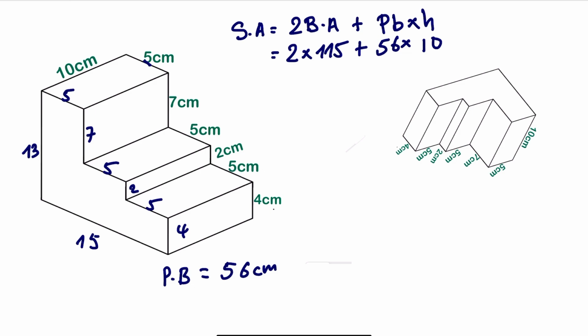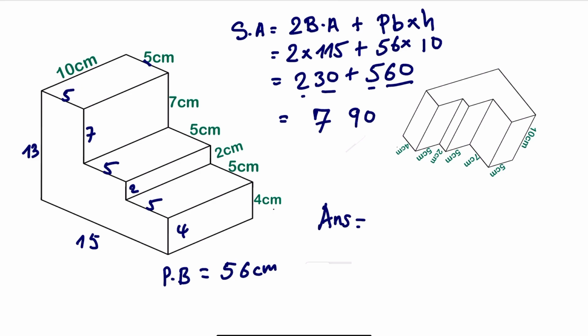Okay, so if we multiply this together, we are going to get 230 plus 560. If we add them up together, 60 plus 30 will give us 90, and 2 plus 5 will give us 7, so 700. So our answer is 790 centimeters square. So this is the surface area.